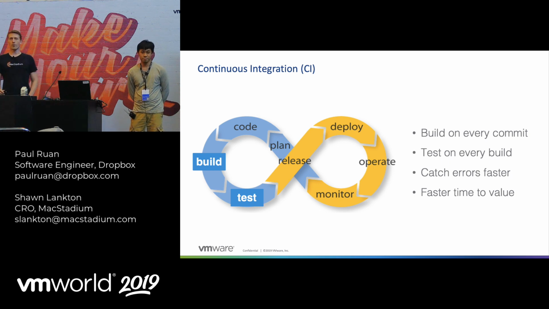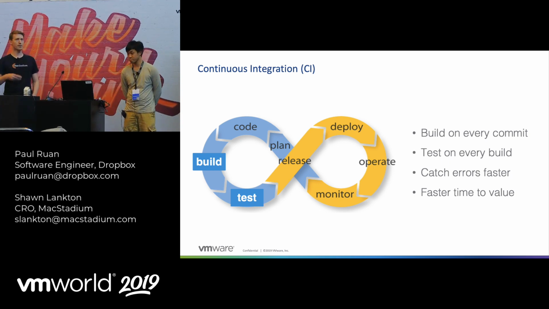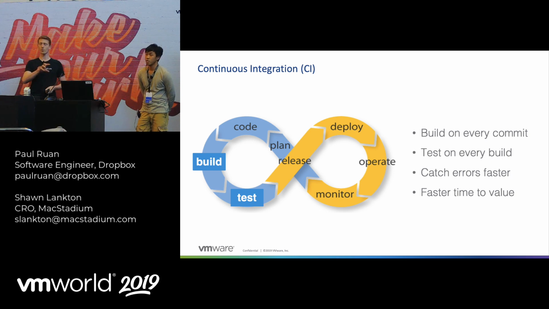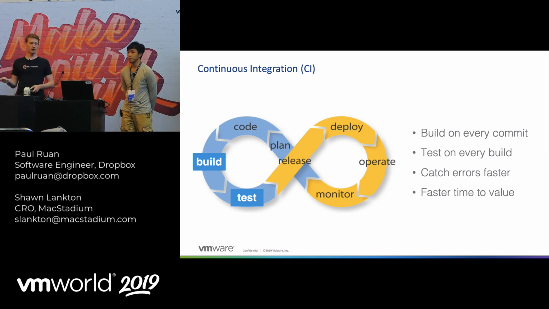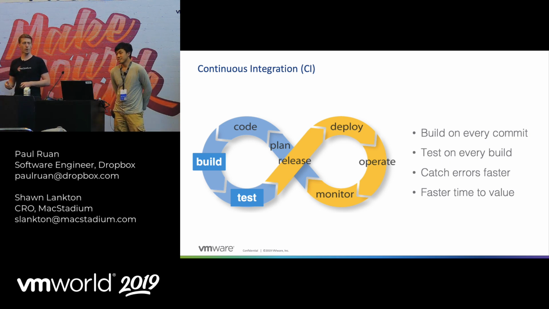Just a quick review about continuous integration. So this is the typical continuous integration loop. Really the DevOps loop more specifically, and really we're talking about the continuous integration part, which means that you're going to build on every commit, test on every build. It helps you catch errors faster and give you a faster time to value for the code that your developers are working on.